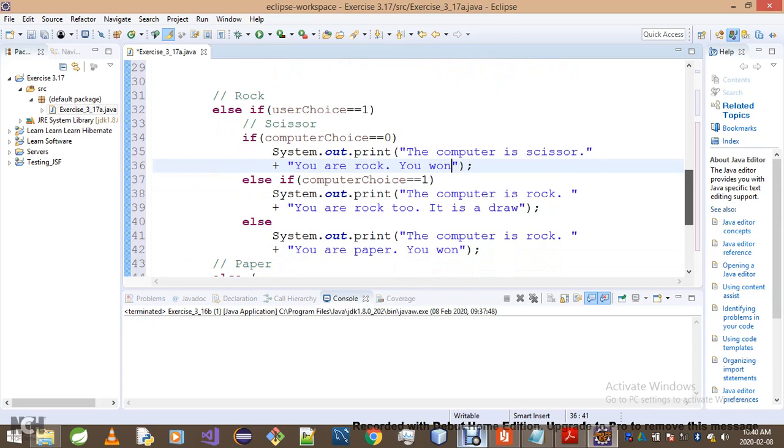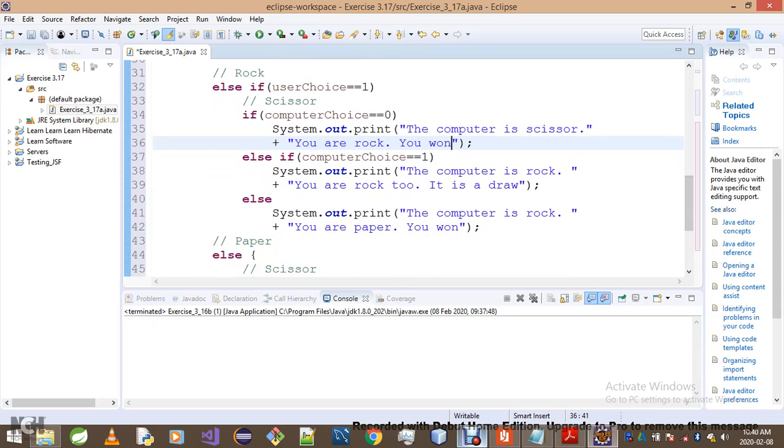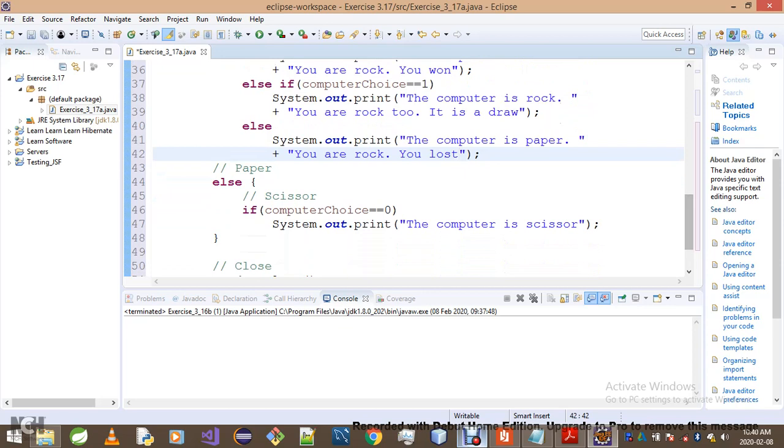So, and in the last case, the computer is paper, you are rock, so you lost. I'm so sorry folks, as I mentioned before, it's not like I'm taking this solution from some place. I'm just doing it right away. It's not like I prepared them.